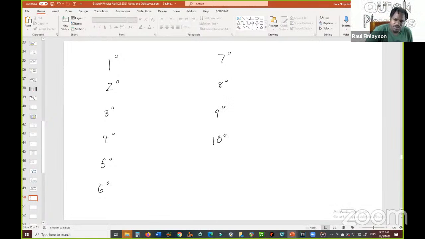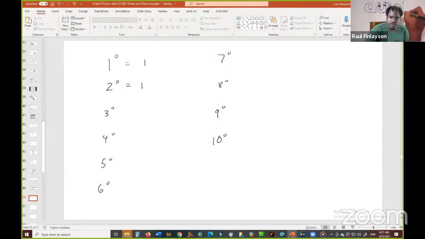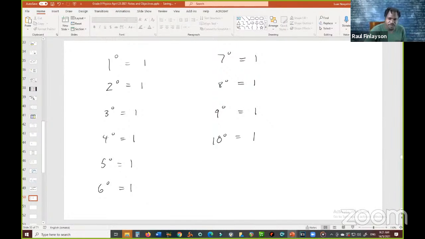Now, the beautiful thing with all of these questions is that they all have the same answer, because any number raised to the power of 0 is 1. All right, any number raised to the power of 0 is 1.